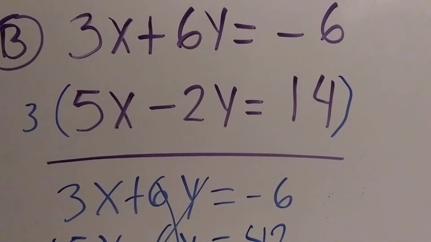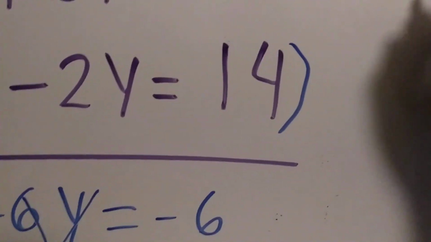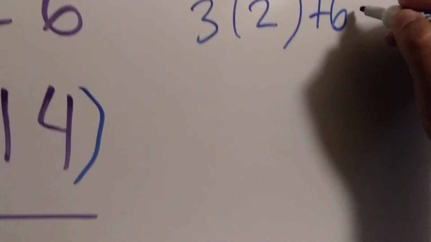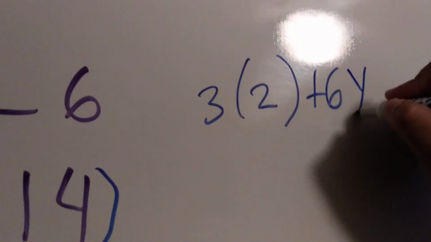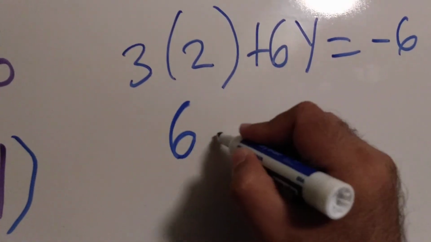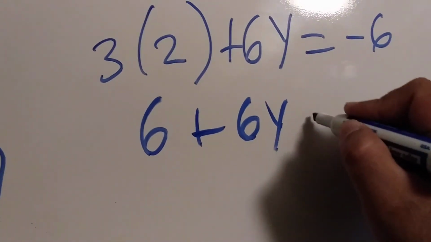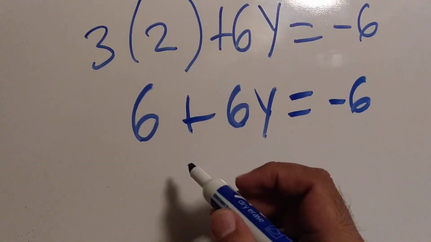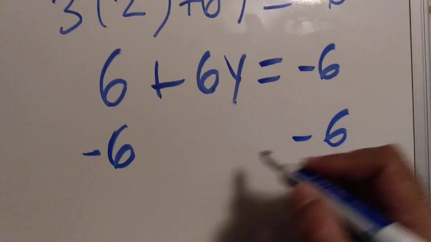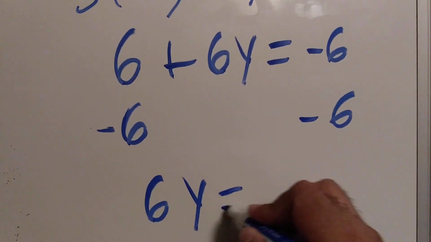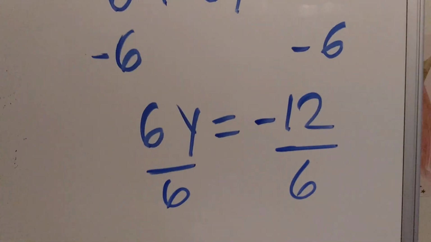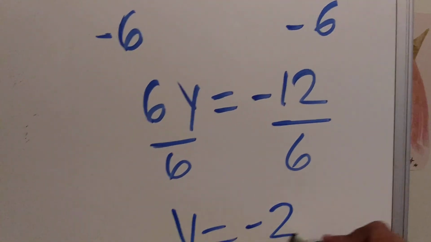Okay, so let's go ahead and do that. So we have 3 times 2 plus 6y equals negative 6 here. So we have 6 plus 6y equals negative 6. We've got to move this positive 6 to the opposite side by making it a negative, right? Minus 6, minus 6. So you're left with 6y is equal to negative 12. Divide by 6, divide by 6, and y is equal to negative 2.